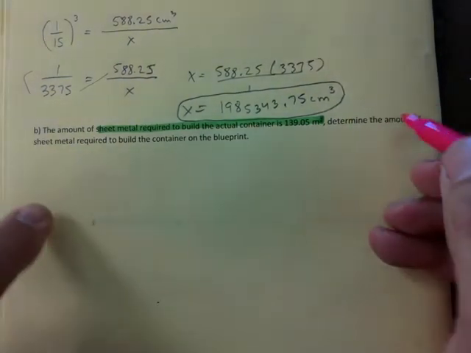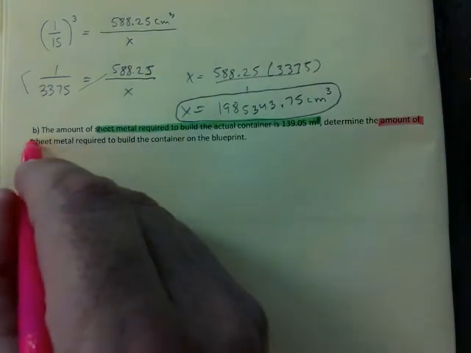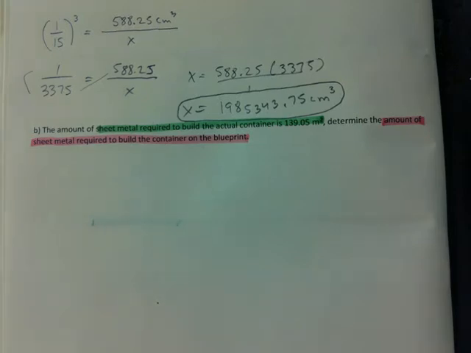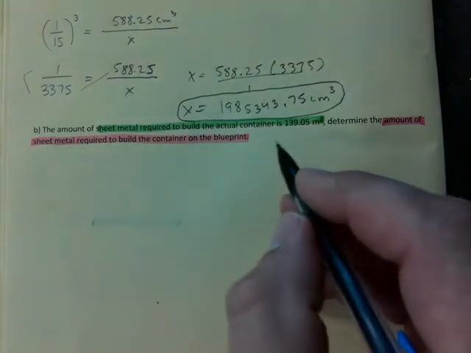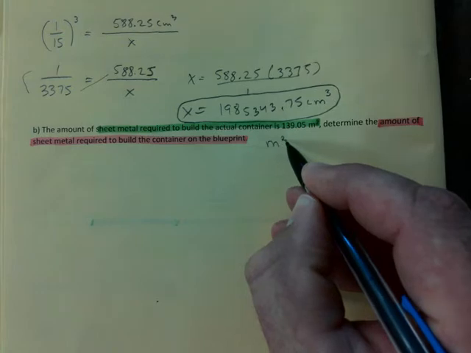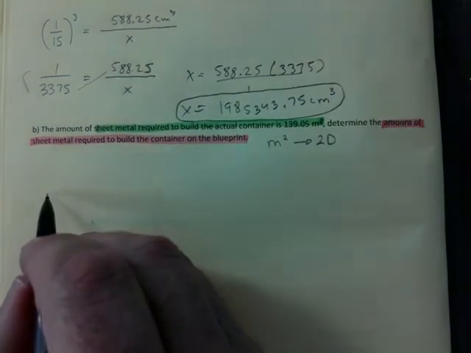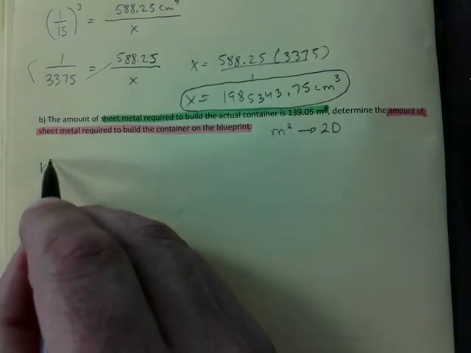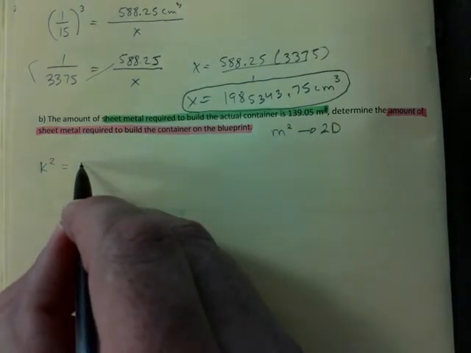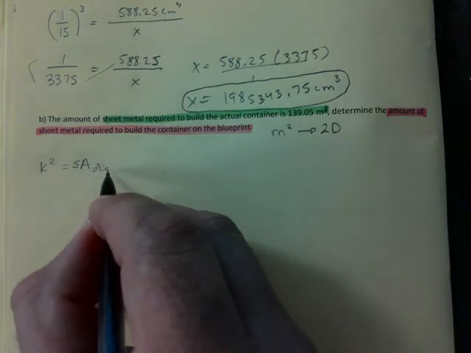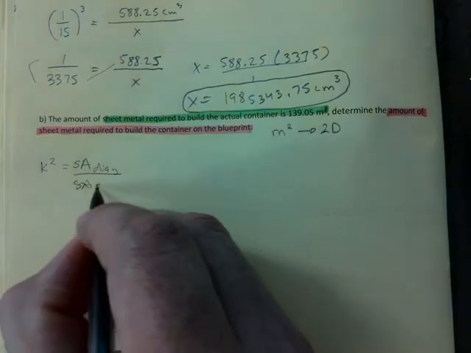Determine the amount of sheet metal required to build the blueprint. So I'm keeping diagram in pink and the actual in green so you kind of see the pattern there. What are my units in? Meters squared, so that is 2-dimensional. So on my study sheet, I'm going to have this one there, right? K squared is area, surface area of diagram, right? Not new, actual, there we go.